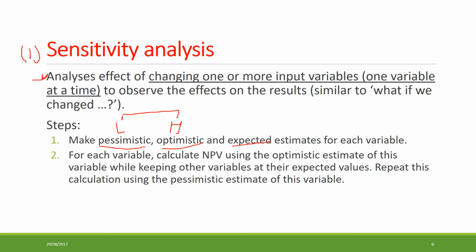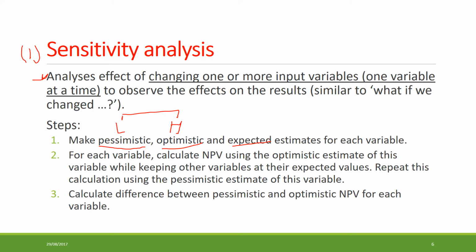So for each of the variables, I would then calculate the NPV at that level. Say if I have a pessimistic estimate, I'll calculate the NPV for that particular variable when it is at the level of the pessimistic estimate. I then repeat the calculation for the optimistic case and I calculate the range. So I want to calculate the difference between my worst case scenario and my best case scenario to work out a range of the NPV. I would then repeat the calculation for all of the variables, right?